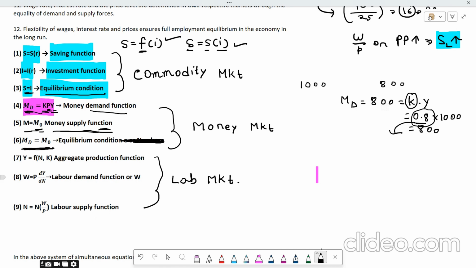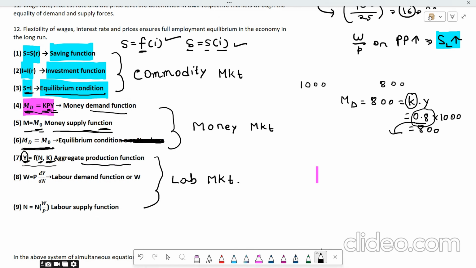Now coming to the labor market. So this is the production function of the labor market. This tells us that Y, the amount of output produced in the economy, depends on N, the number of workers in the economy, and K, the number of capital or machines in the economy. If more workers are working in the economy, then output or Y will be high. If fewer workers are working, then output in the economy will be low. K is basically the capital. If more capital is employed in the economy, if machines are more in the economy, output will be higher. So that is the aggregate production function of the labor market.